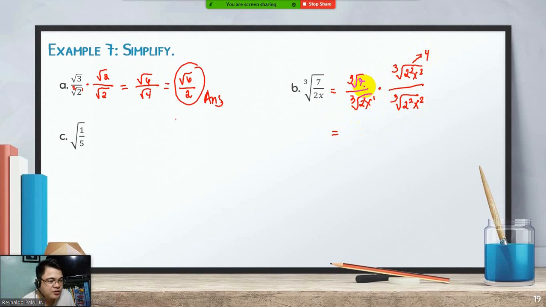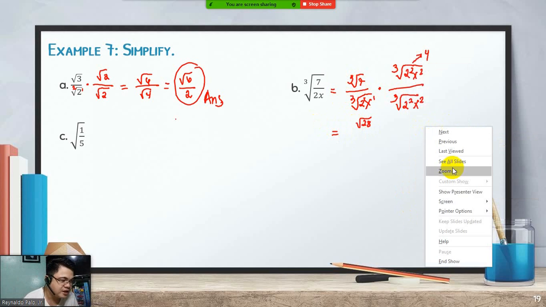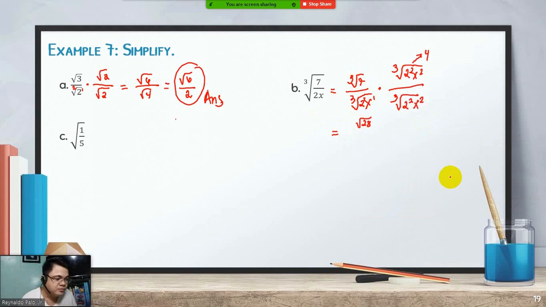Next, so cube root of 7 times cube root of 4x squared. 7 times 4 is cube root of 28. So let's erase this. The index must be on the upper left of the radical. So cube root of 28 x squared over, okay, so this will become now cube root of 2 cubed x cubed.